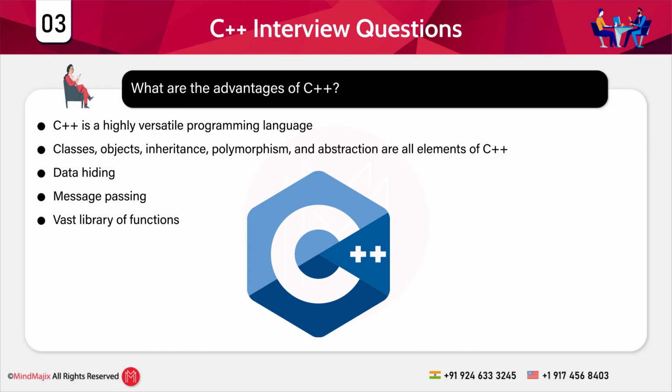So all of these are the OOPS concepts, as you all know. Next, you have the feature of data hiding, and this aids the programmer in implementing security applications that are not susceptible to hackers. The next point over here is message passing, which is a connectivity methodology, and this enables the objects to interact with one another. And the last point over here is that C++ has a vast library of functions. So all of these are very important advantages of the C++ programming language.